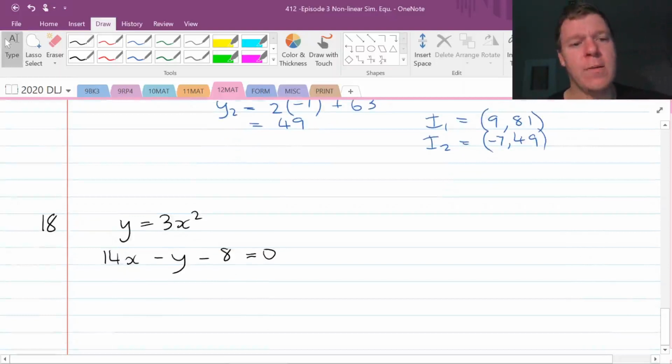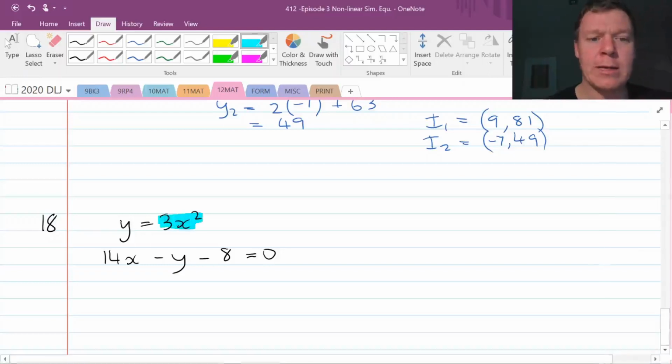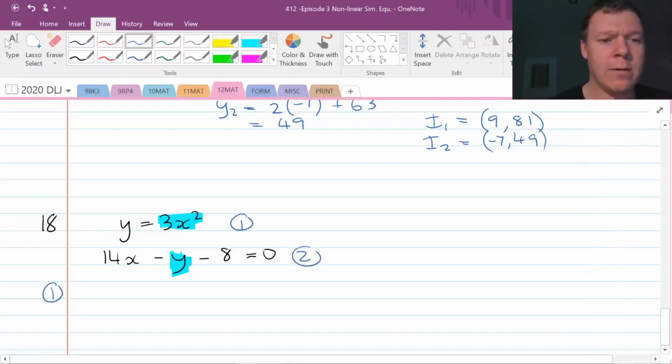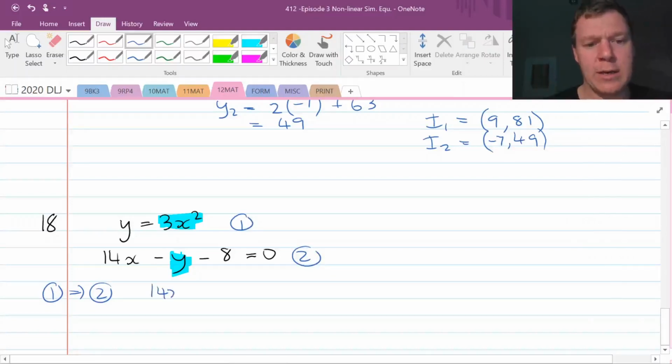Okay, so this time we can't just set the two equations equal to each other. Well, we could if we rearranged the second one for y, but we may as well just do a direct substitution. So this is what y is, so let's just put it in there and then do a bit of rearranging from there. Let's call this 1, 2, so 1 into 2, we're going to get 14x minus 3x squared minus 8 equals 0.